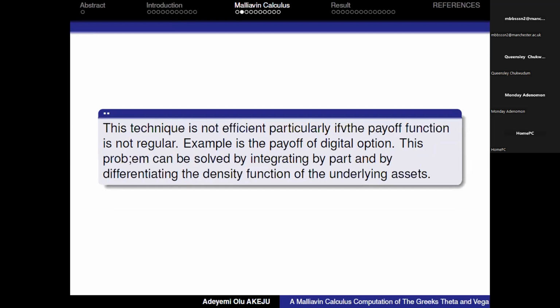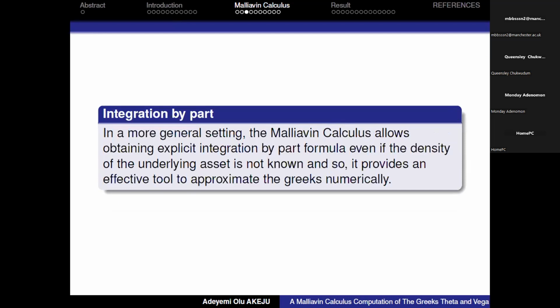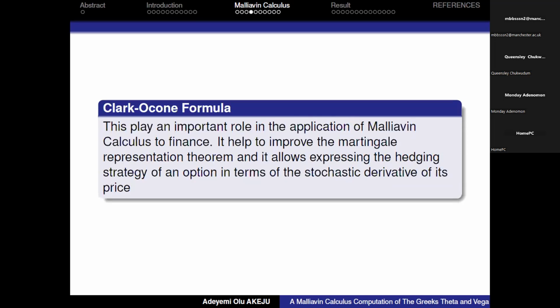So this problem can be solved by integrating by parts, and by differentiating the density function of the underlying asset. In a more general setting, Malliavin calculus allows us to obtain the explicit integration by parts formula, even if the density of the underlying asset is not known. So it gives us an effective tool to approximate the Greeks numerically.